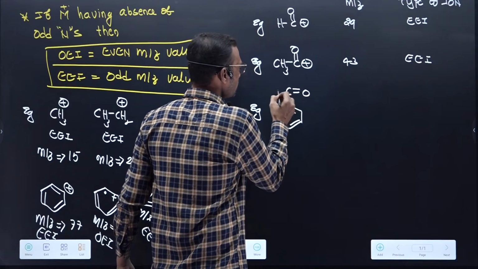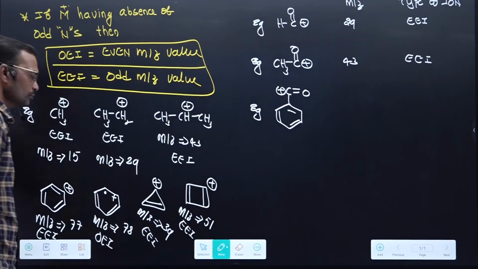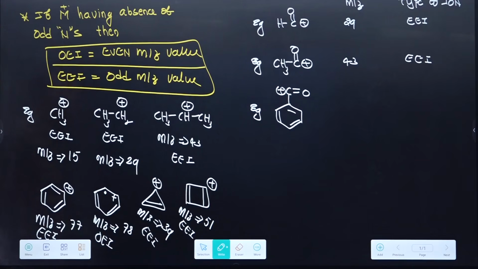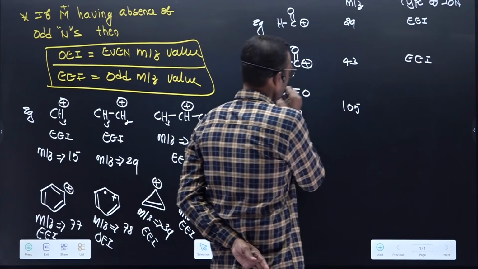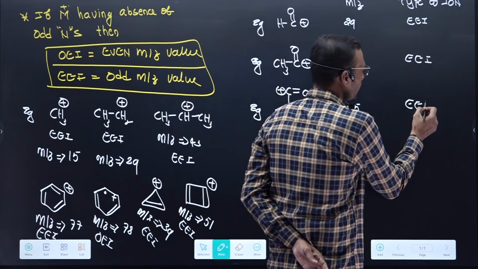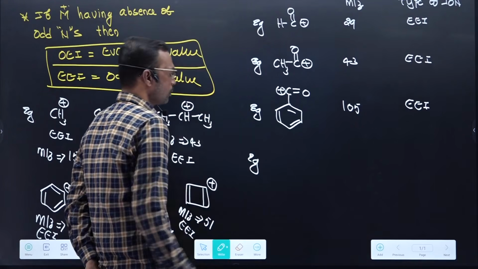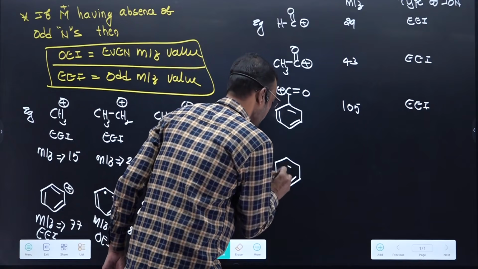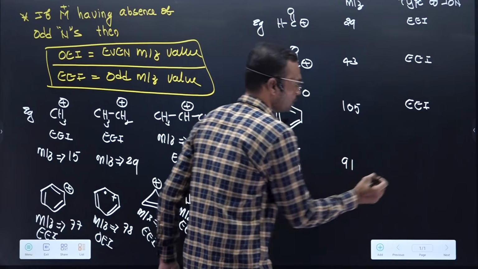So, if you write this benzoyl cation, this is 105. The m/z value is 105, there is no independent electron, and it is an even electron ion. Now, if I take toluene, the m/z value is 91 and this is an even electron ion.